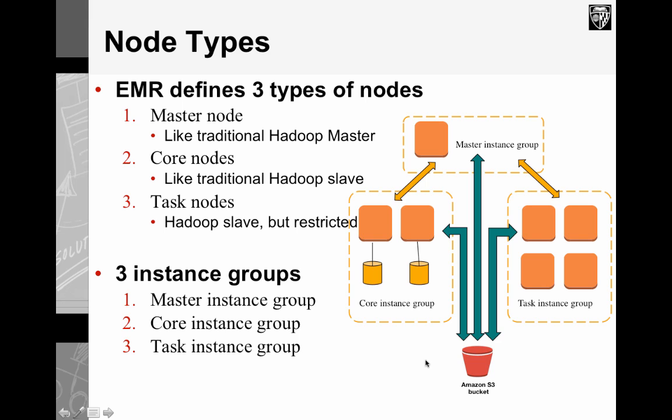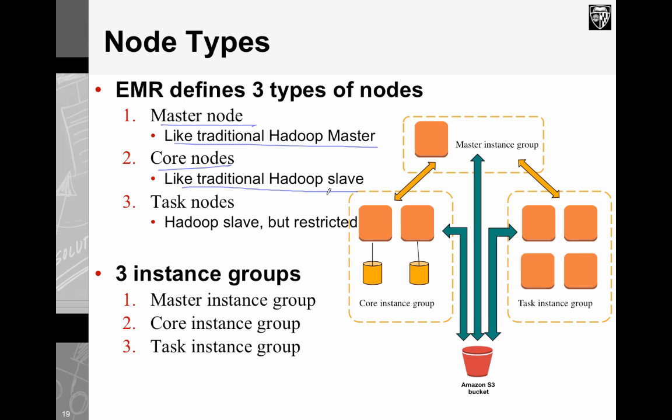In terms of node types, we talked about master and slave nodes. Like I said, the AWS EMR guys have actually created three types of nodes, if I may say. They have the master node, which is like the traditional Hadoop master. They also have core nodes, which are like the traditional Hadoop slave nodes.